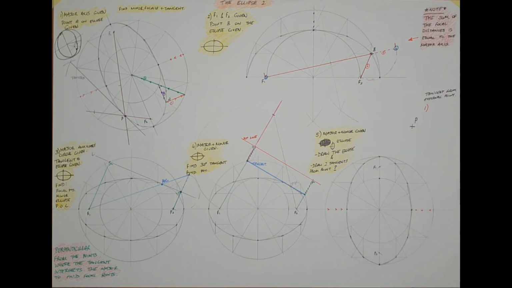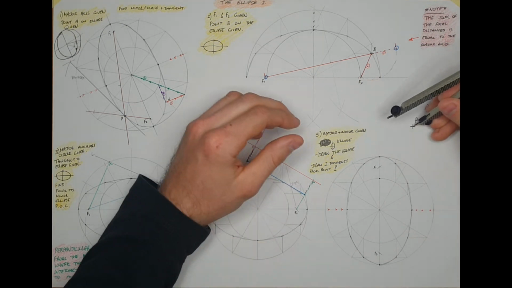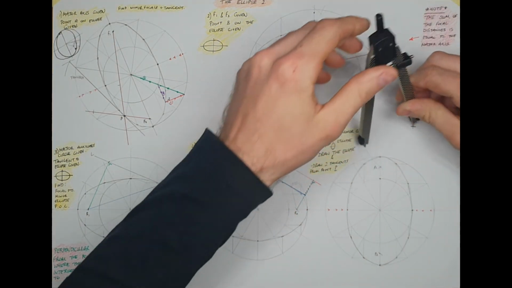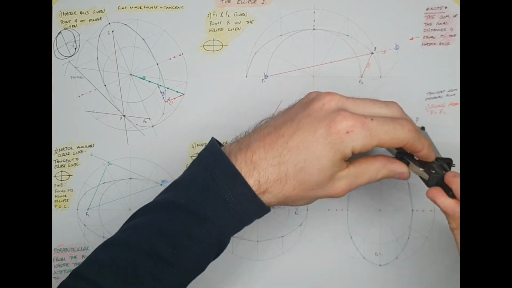Tangent from a point externally from the ellipse. So on the ellipse and external, that's our two things. So swing from P to F1. Put your compass on the point P, open it up to the focal point that is close to you, and just swing. Swing around both ways.